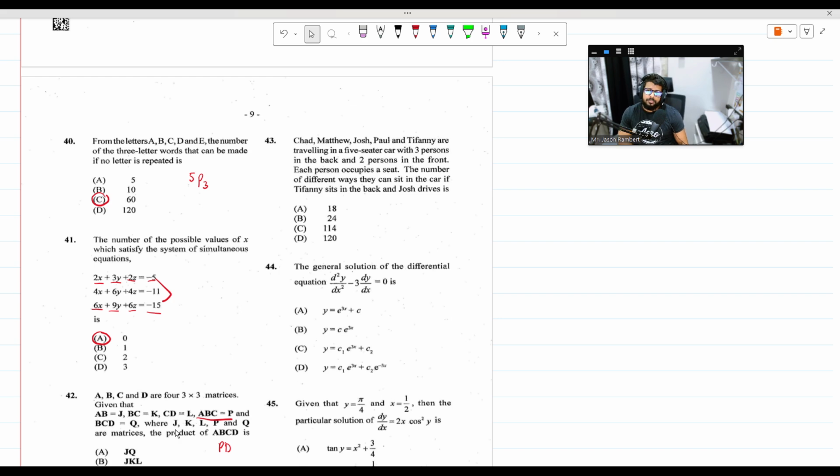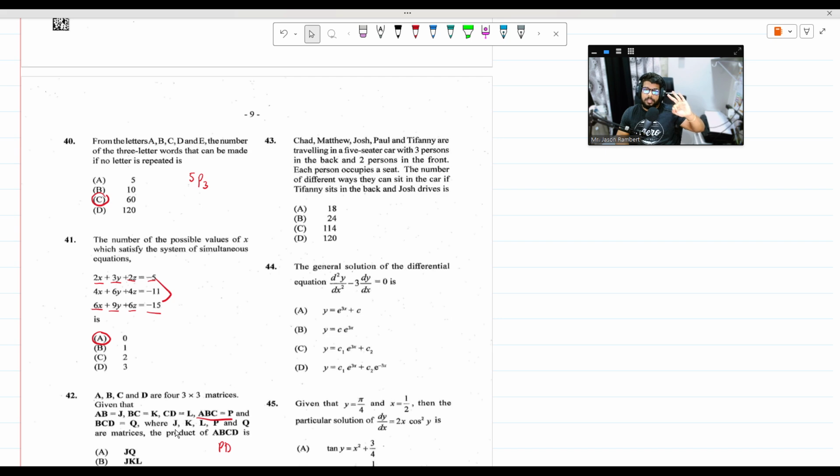If Chad, Matthew, Josh, Paul, and Tiffany, 5 people, are traveling in a 5-seater car, 3 persons in the back, 2 persons in front, each occupying a seat, the number of different ways they can sit in the car if Tiffany sits in the back and Josh is driving. So Josh driving, case closed. He's done sitting down already. So we have 4 people to sit down. Tiffany sits in the back. So we have 3 people to sit down.